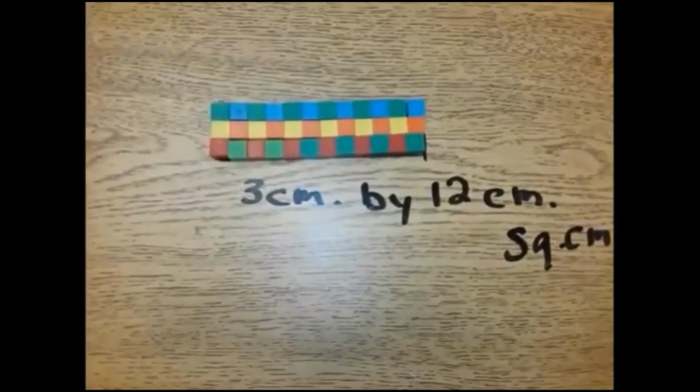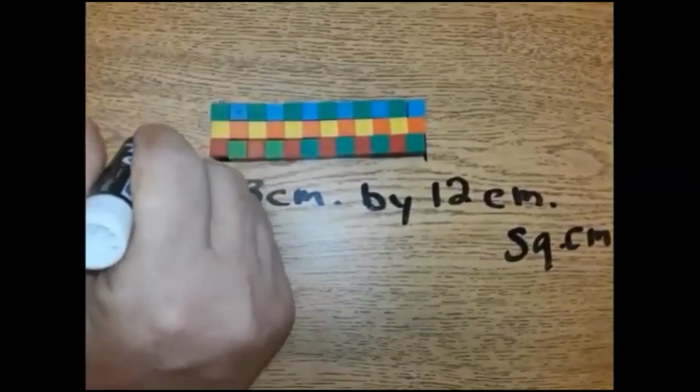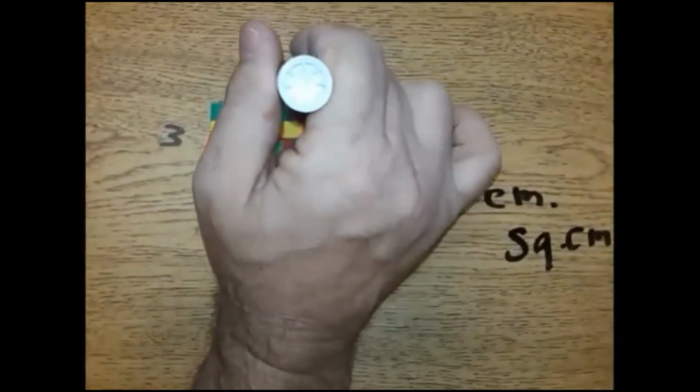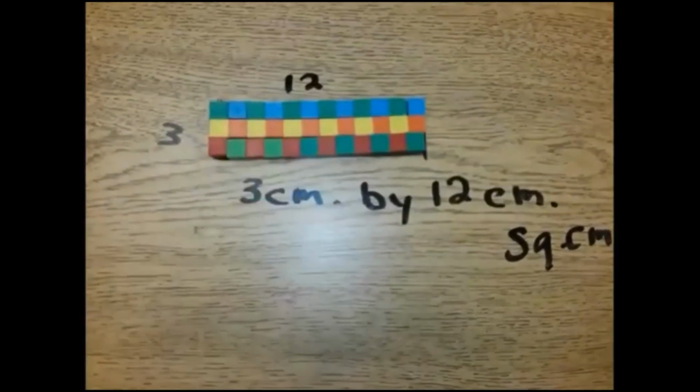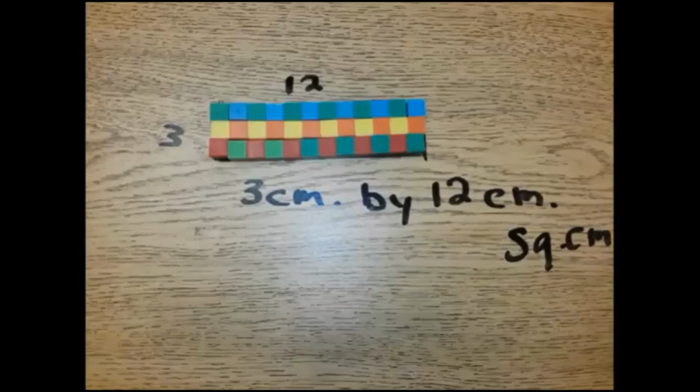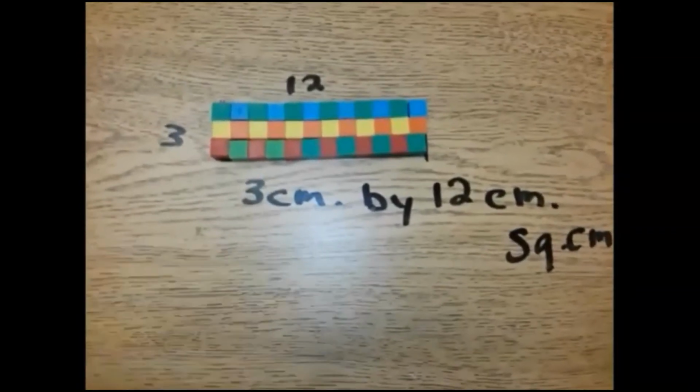And I have 3 rows. So we have the same rules that we do for our arrays. And there's 12 columns, or 12 in each row. So 3 rows and 12 in each row. And we can use multiplication to solve that. And since we are not really good at our 12s, we can use the same little trick we did with our inches. We can go ahead and cut 12 in half.